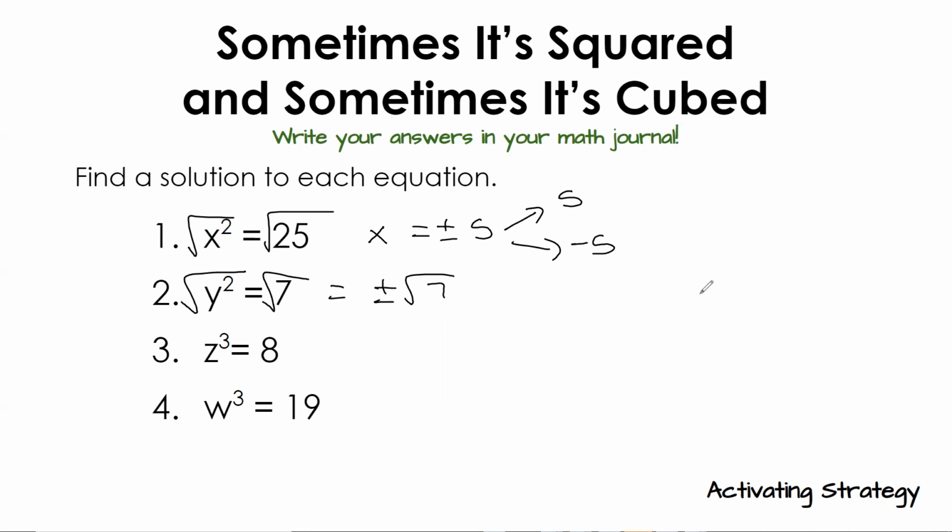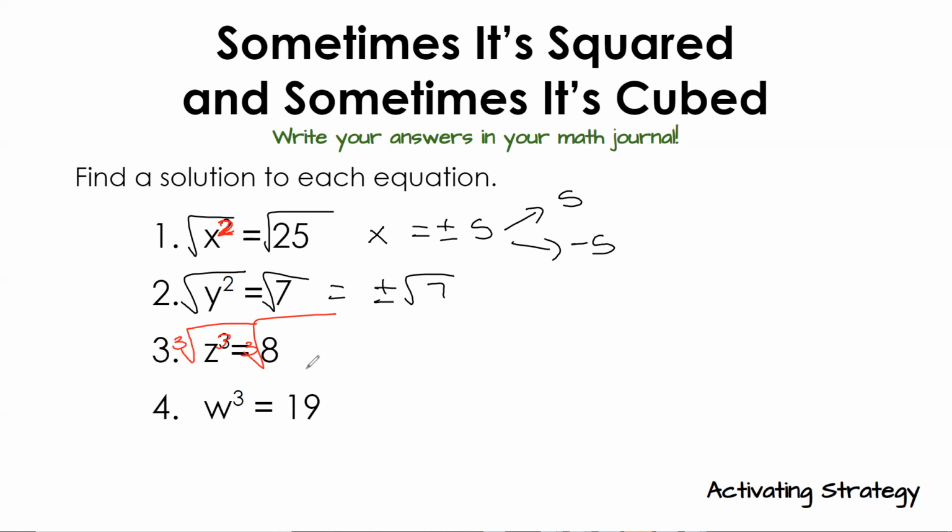Okay, plot twist. Now we got this cube, right? So instead of taking the square root of something, we are now going to take the cubic root of something. Fun fact, this 2 is the reason why we're taking the square root. This 3 is the reason why we're taking that cubic root.